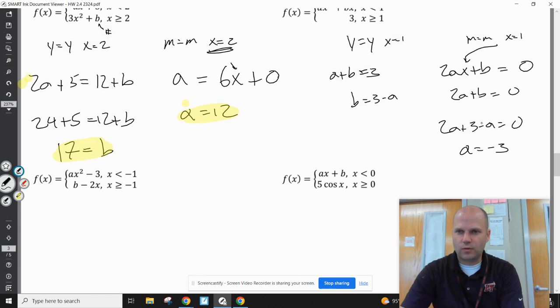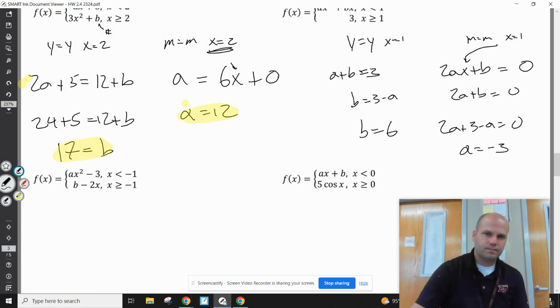A has to equal -3. 2a minus a is a. Subtract 3. A is -3. If a is -3, b has to be 6.